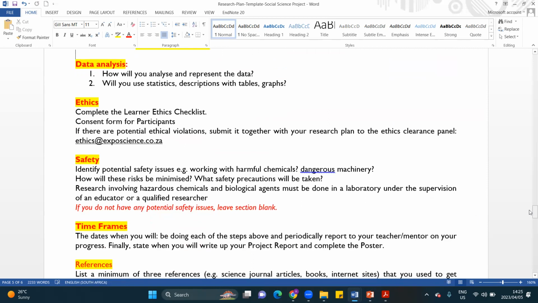And then under ethics, remember the consent form for the participants. All participants must sign a consent form.